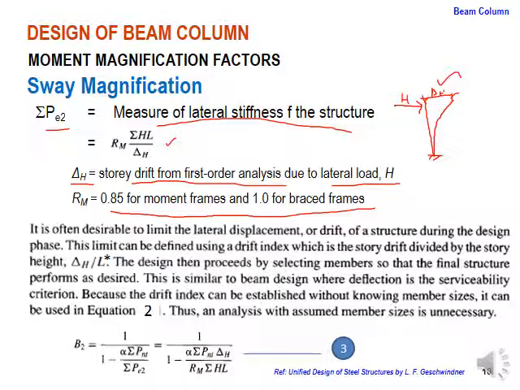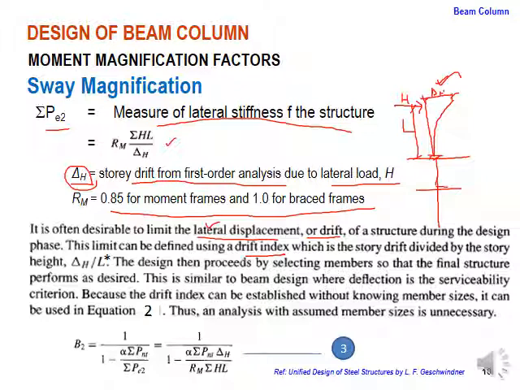Now, it is often desirable to limit the lateral displacement. This lateral displacement delta H, you cannot use randomly any value. For the safe design, we need to restrict or limit the lateral displacement or drift of a structure during the design phases. This limit can be defined using a drift index, which is the story drift divided by the story height. So in which story you are, here you have the columns, here you have the story height, and then further the column is continuing within different stories. So whatever the story height is, that may be capital L. So the story drift divided by the story height is going to give you the drift index.